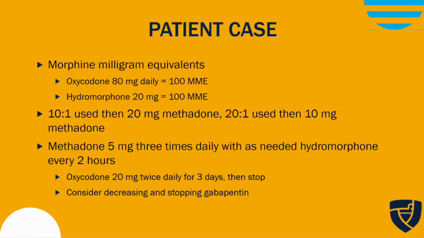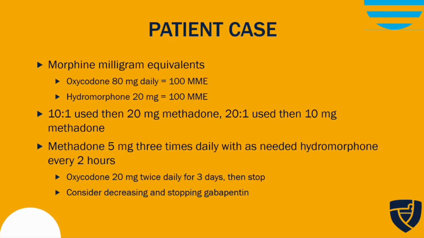So looking at why we chose 5 milligrams 3 times a day for methadone. Our milligram morphine equivalents: they're taking oxycodone 80 milligrams daily, which is approximately 100 morphine milligram equivalents, and hydromorphone 20 milligrams daily on average, which is another 100 milligram morphine equivalents, for a total of 200 milligram morphine equivalents on a 24-hour basis. So if we used our 1 to 10 ratio, that is right on the border. 200 is right on the border of our conversion table.